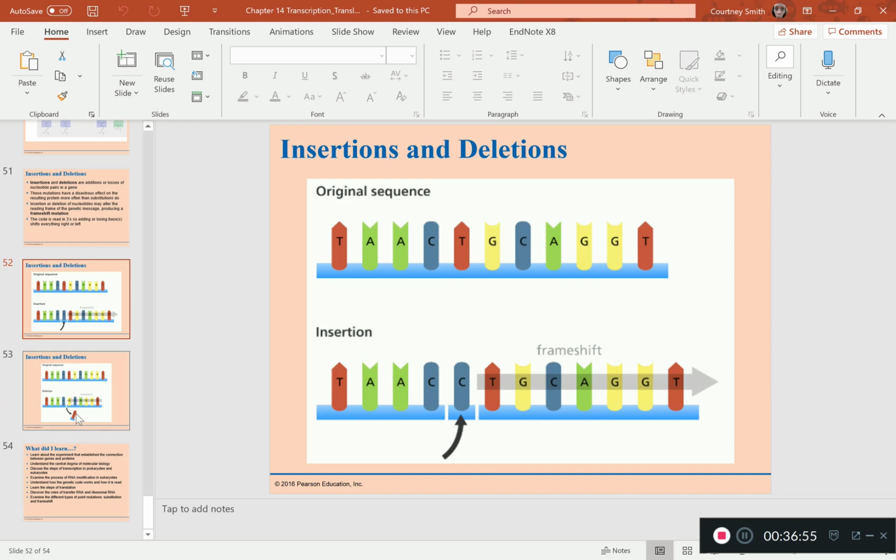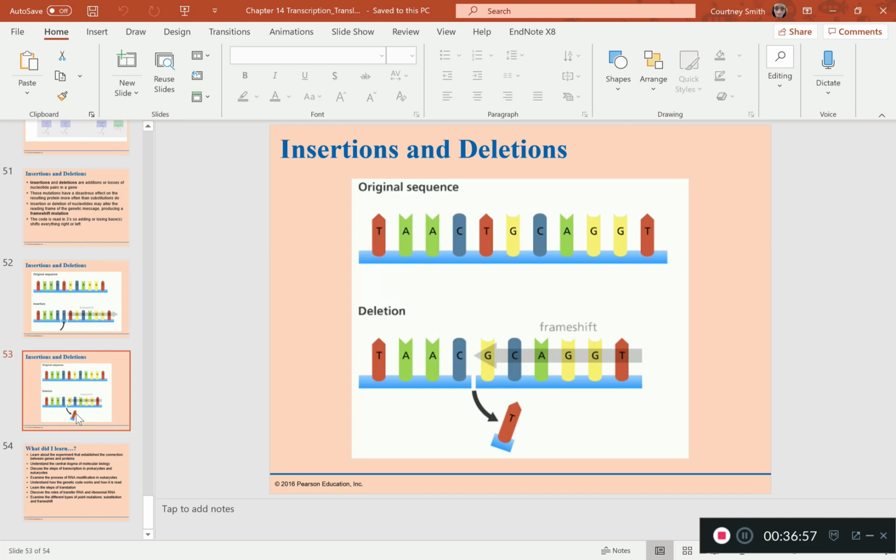Now deletion is exactly what it sounds like as well. We deleted something, so we took something away from our original sequence, and that will also shift our reading frame. So either way, with insertion and deletion, the reading frame will be altered no matter what.